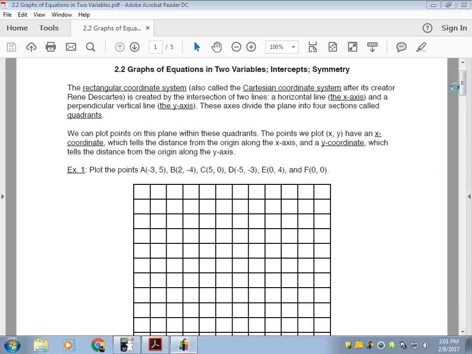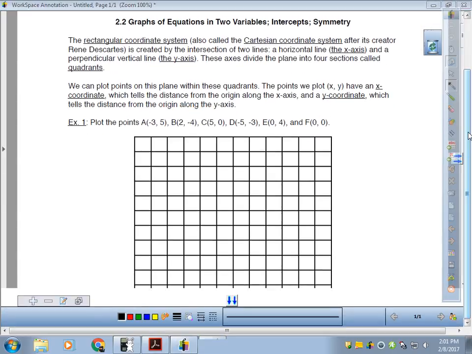So this is section 2.2, which is about graphs of equations in two variables, intercepts, and symmetry. So we're going to start looking at graphing functions now. We've talked a little bit about linear equations and that kind of stuff in the last unit. Now we're actually going to be looking at graphs.